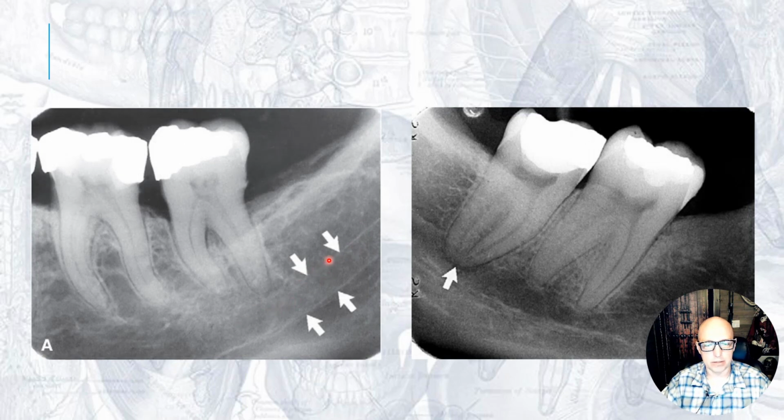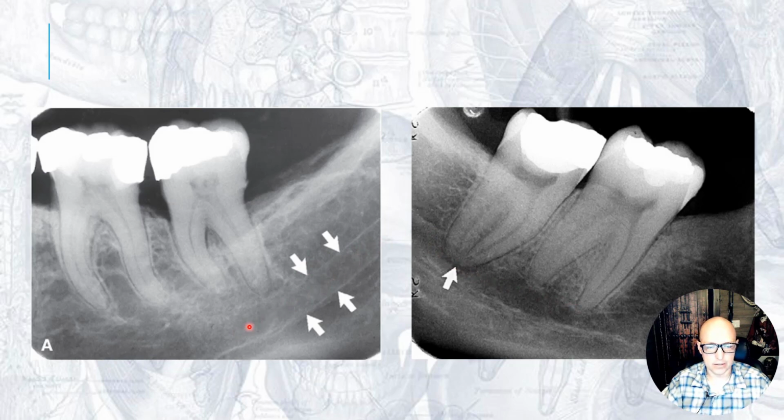This one's interesting because it almost looks more opaque than a canal. If I told you this was a canal, you might ask, well, why isn't it more radiolucent? Most canals are. Notice it does have some cortical bone around it. Maybe that adds to the radiopaque appearance of the canal in this case. But in most cases, the canal is going to be radiolucent like this.